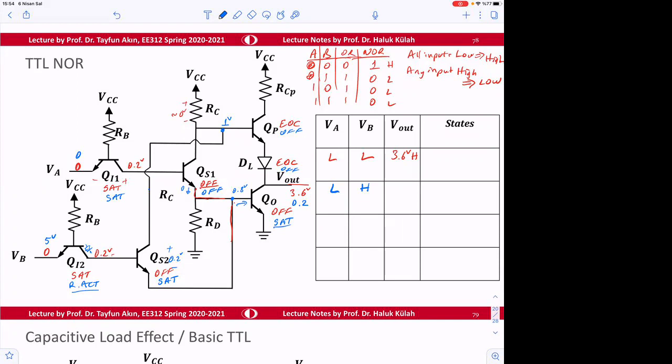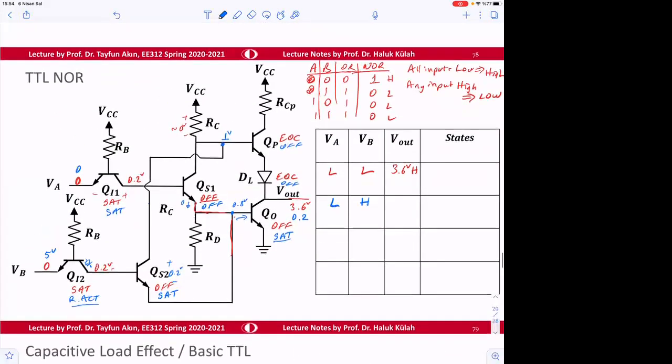0.2. In English, that's okay. As long as you give an answer, I accept. So this is 0.2 volt, which is low. Okay, so is it consistent? High, low. High, low. Okay.